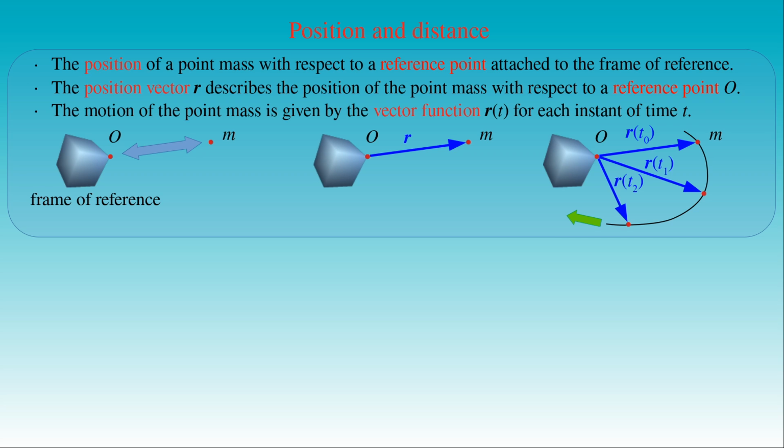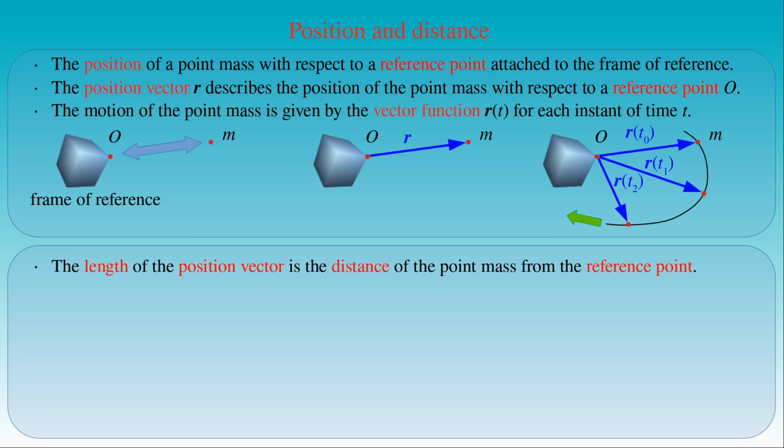We have not attached any coordinate system to the frame of reference yet. We only used a reference point tied to the frame and that was enough to introduce the vector function r(t) to determine the position of the point mass. The length of the position vector r is the distance of the point mass m from the reference point O.